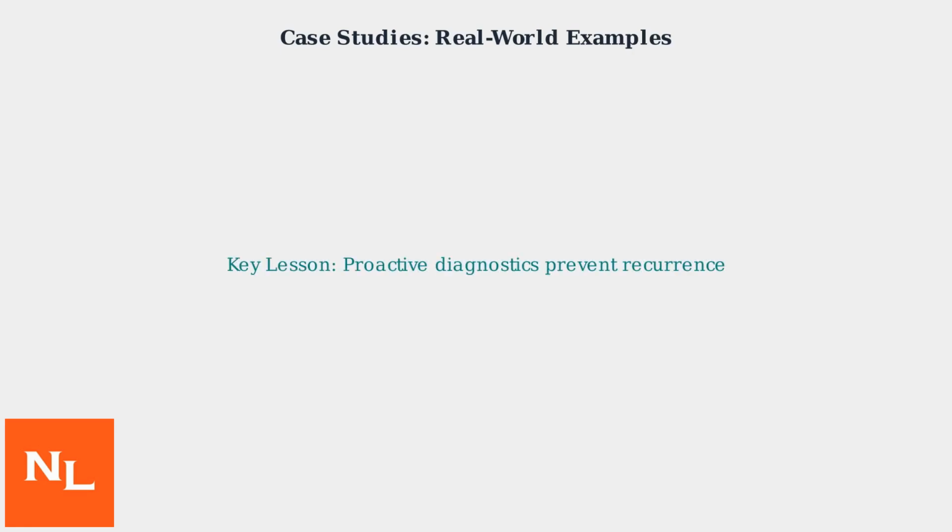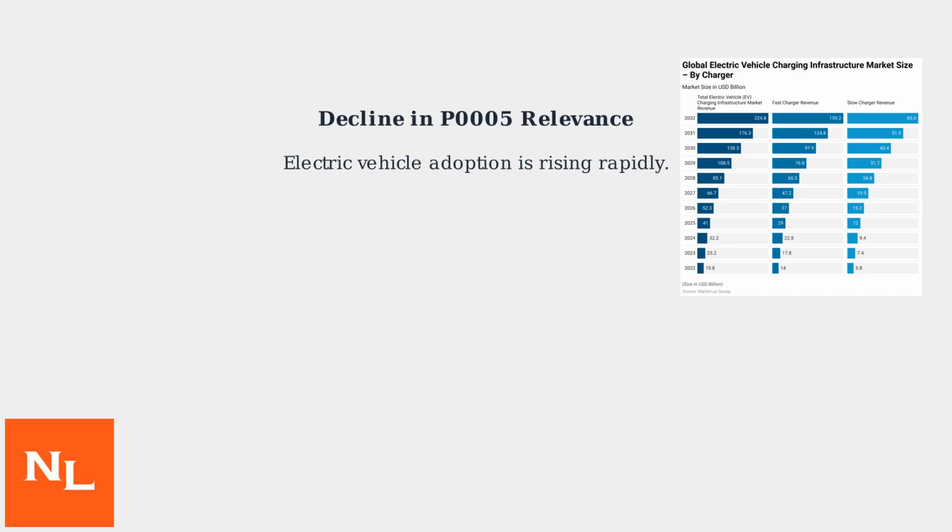These cases underscore the need for thorough electrical diagnostics. Addressing underlying issues like corrosion, wiring damage, and faulty components prevents repeat failures and ensures long-term vehicle reliability. As electric vehicles become more common, the P0005 code's relevance is expected to decrease significantly. The bar graph shows the growing electric vehicle charging infrastructure market, highlighting this shift away from traditional diesel systems.